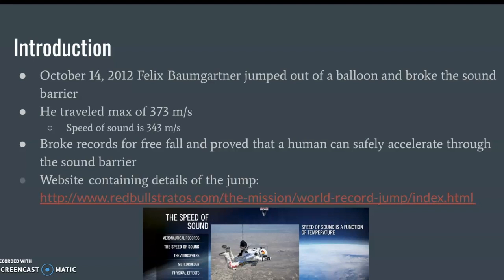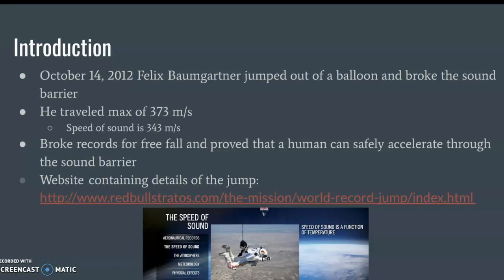To introduce this lab, I'm first going to talk about an experiment that Felix Baumgartner did. On October 14th, 2012, he rode up in a helium balloon and then jumped out in the stratosphere and fell at a speed fast enough to break the sound barrier. He traveled at a maximum of 373 meters per second, whereas the speed of sound is only 343 meters per second. In this jump, Felix was able to break records for freefall, and he was also able to prove that a human can safely accelerate through the sound barrier.